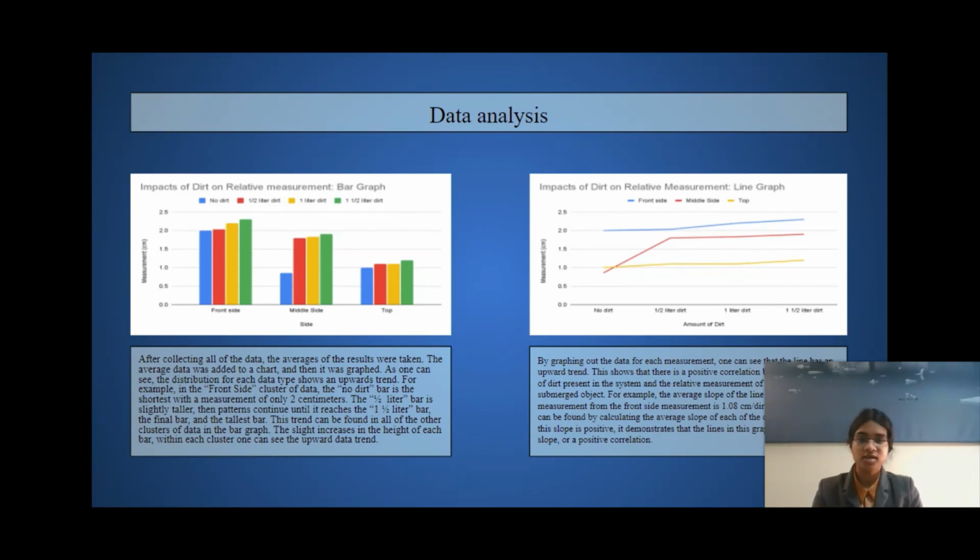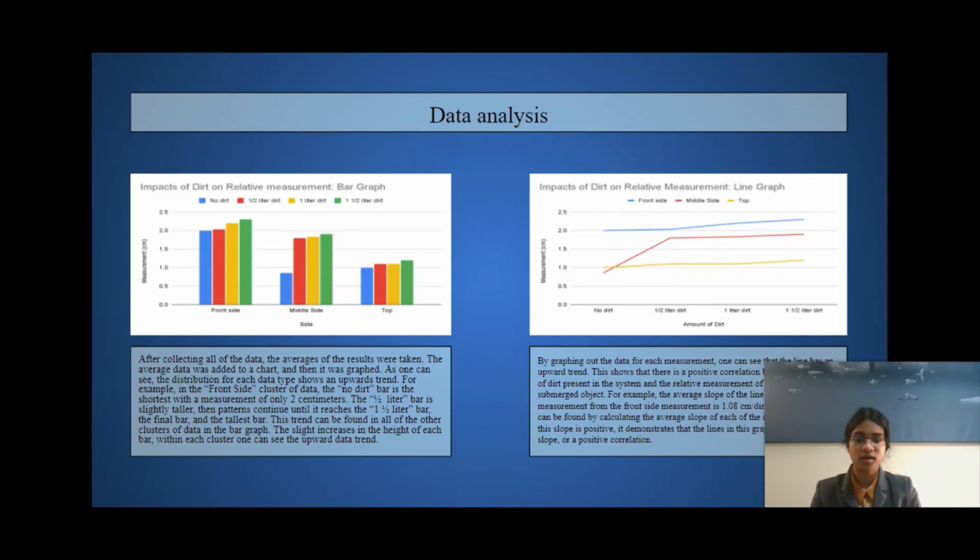On this slide, the analysis of the data was performed. On the right, one can see a bar graph. The bar graph represents the function of the sides as a result of the amount of dirt present in the system. Each cluster of bars is a representative of the side it was taken from. One can see that there's an upward trend in each cluster of bars. This means that as more dirt was present in the system, the object appeared larger.